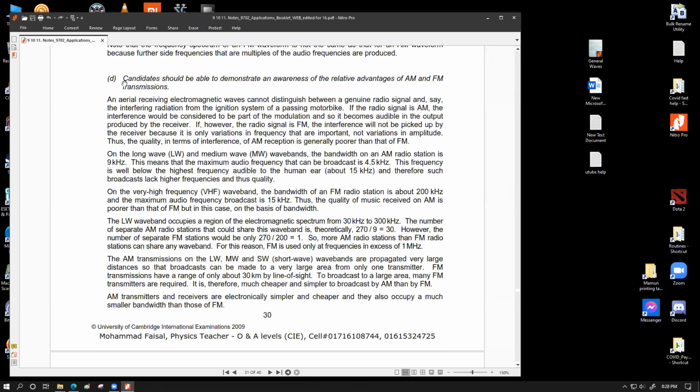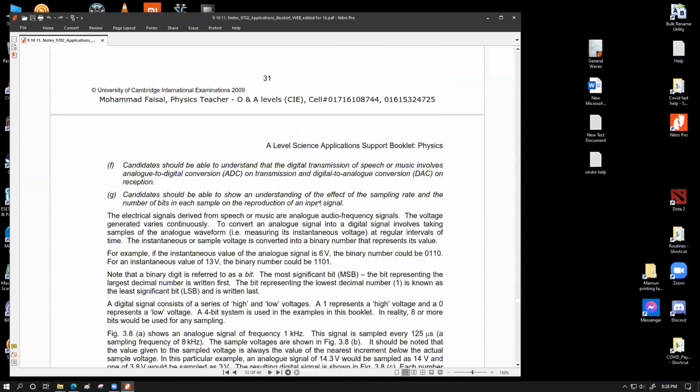Have a look at the heading. Candidates should be able to demonstrate awareness of the relative advantages of AM and FM transmissions. I'm going to talk a lot to make you understand these 1, 2, 3, 4, 5, 6 paragraphs. But you don't essentially have to remember all of this. You have to somehow remember a summary of this whole thing. Sometimes this question comes up for 4 or 5 marks, asking you to mention 5 advantages and disadvantages of FM and AM with respect to each other.